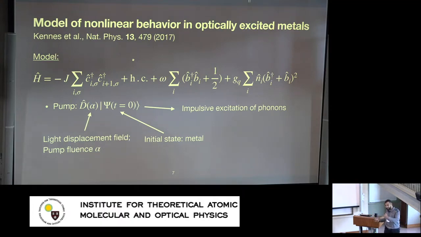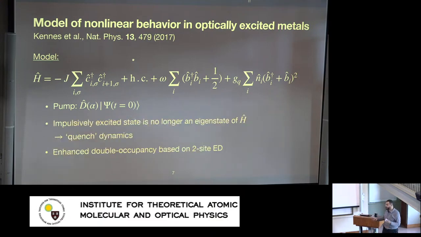And here's how light comes into the model. Light comes with a displacement field that is parameterized by alpha. This is the fluence. If you don't know what that means, alpha squared is roughly the number of phonons the laser will excite. And it acts on this initial state, which is a metal. That initial state is the ground state of that Hamiltonian at equilibrium. When you do this, the pump impulsively excites the phonons, creating a coherent state of phonons. So that's all that's happening. But when you do so, this impulsive excitation creates a state that is no longer an eigenstate of the Hamiltonian. So that will induce quench dynamics, will induce novel transient behavior.